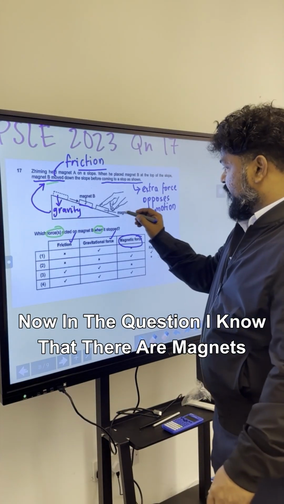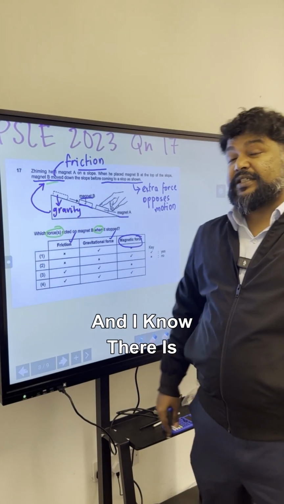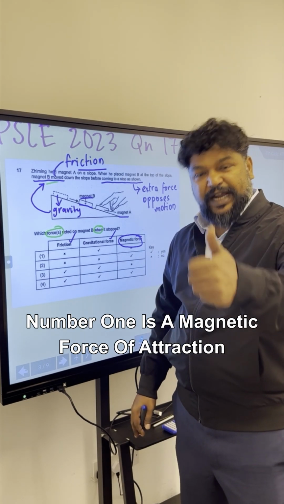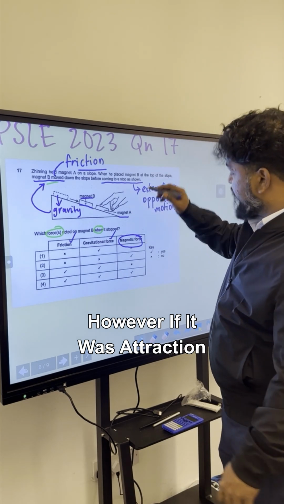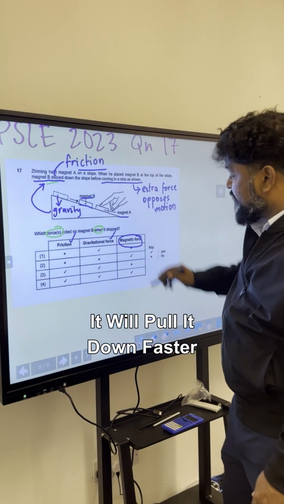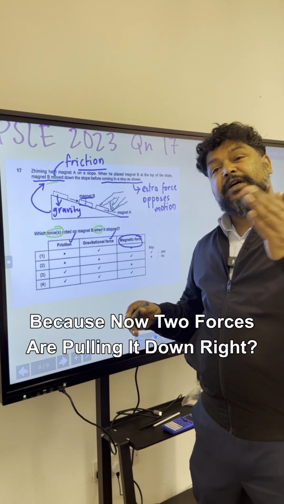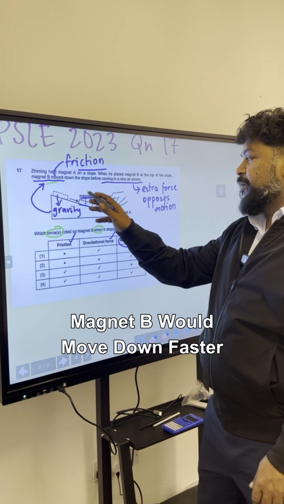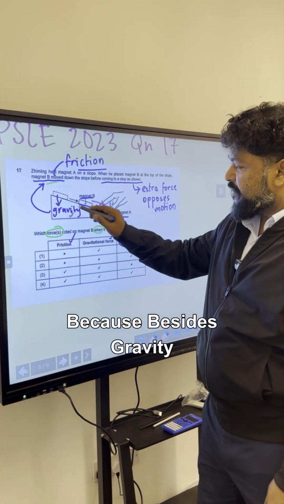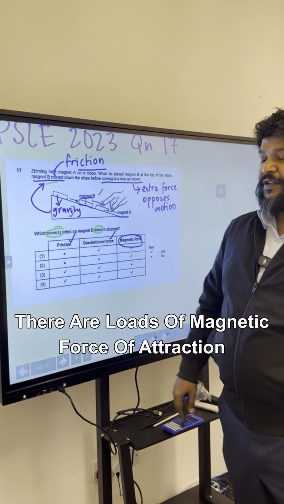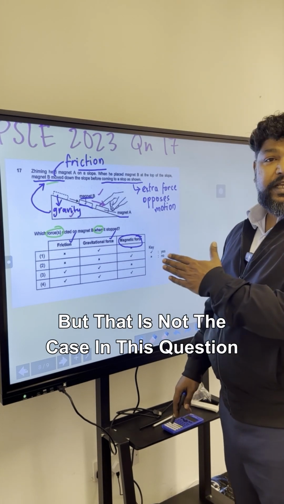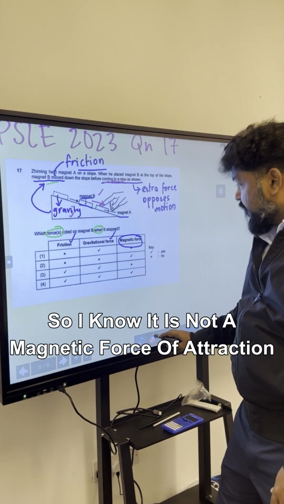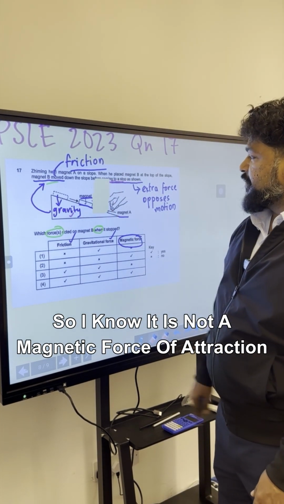Now, in the question, I know that there are magnets, and I know there are 2 kinds of forces magnets exert. Number 1 is a magnetic force of attraction. However, if it was attraction, it would pull it down faster because now 2 forces are pulling it down. If it was a magnetic force of attraction, magnet B would move down faster because besides gravity, there is also magnetic force of attraction pulling it down. But that is not the case in this question. In this question, magnet B comes to a stop. So I know it is not a magnetic force of attraction.